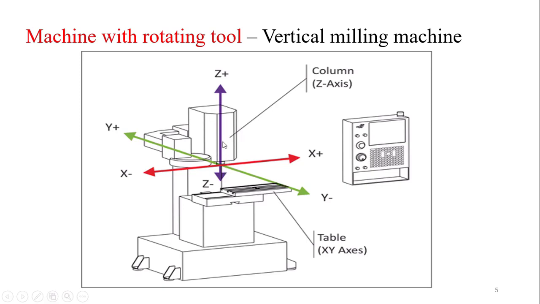So it is your z axis. Moving downward, it is towards the workpiece. That's why it is minus z. It is away from the workpiece. It is positive z. Then x-axis.